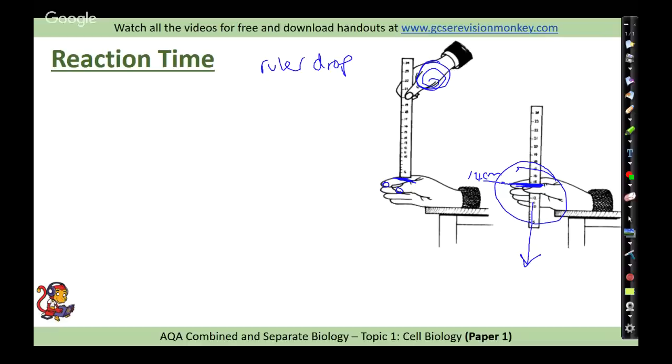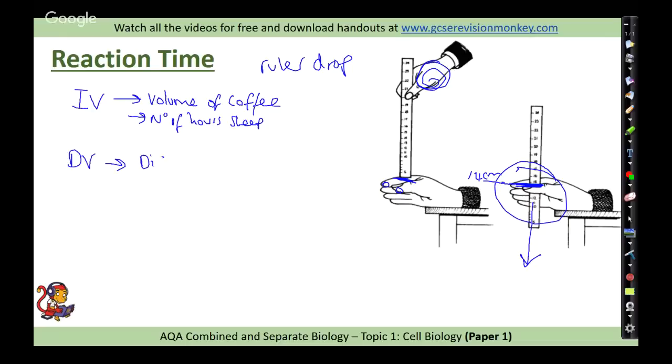So things that you need to be aware of, they might ask you about variables. So with this one, you could look at any independent variable that you wanted to. They might lead you to one in the exam, but for example, you could change the amount of coffee that you drank, the volume of coffee that you had. You could change perhaps the number of hours sleep that you had before you did the experiment. Whatever it is you want to change, you're looking at one factor and how that affects reaction time. So your dependent variable will be the distance it moves through your hand.